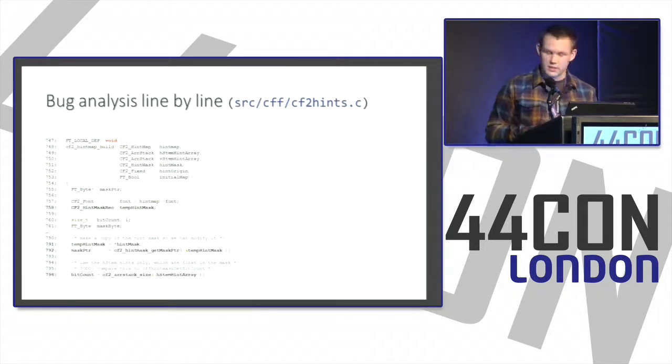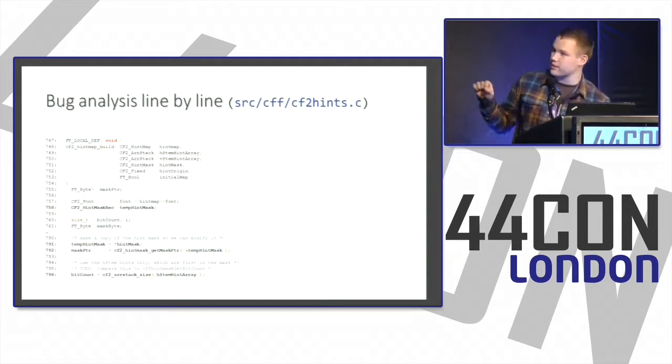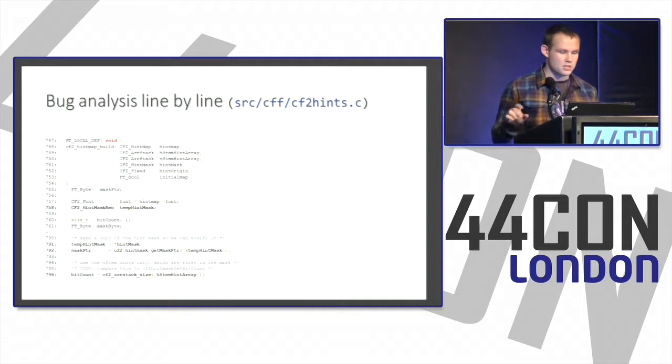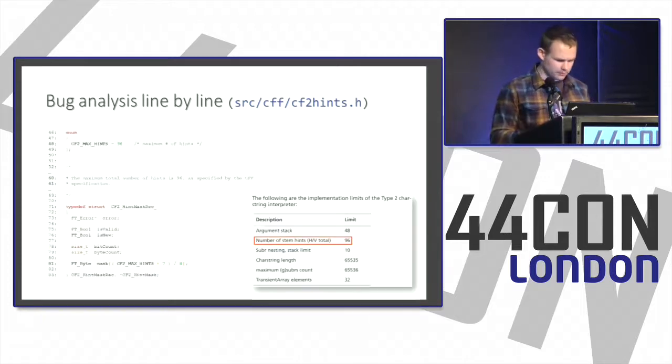So let's look at the bug itself. The function that the crash occurred in was CF2_hintmap_build. The relevant piece of code is shown on the slide. Basically, here you have a declaration of a structure called tempHintMask of type CF2_HintMaskRec. This is the important part. It's in line 758, and then you also have the bitCount variable initialized in line 796, which is a controlled value.